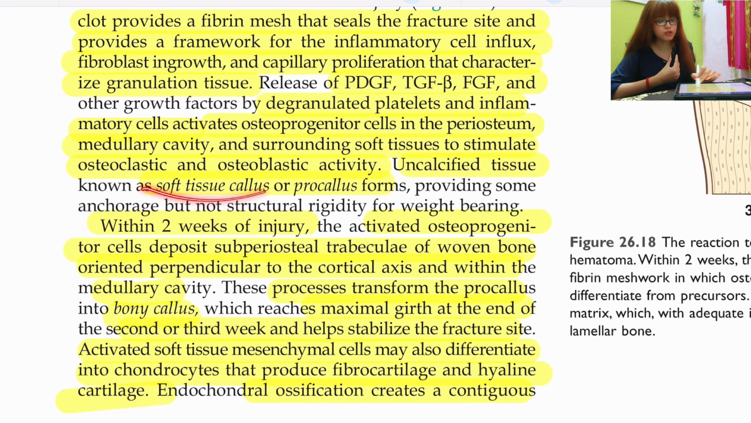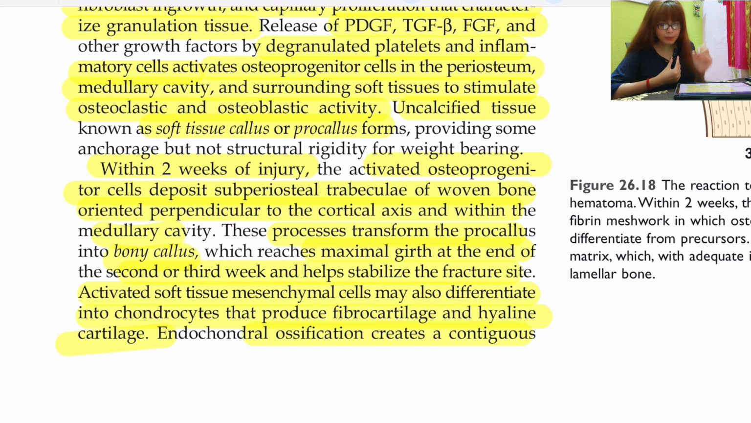Ultimately, this results in formation of a soft tissue callus, or something called a procallus. Now, this procallus will ultimately get converted into a bony callus. Within the second week, these activated osteoprogenitor cells will deposit subperiosteal trabeculae of woven bone oriented perpendicular. So now there is deposition of this woven bone in a perpendicular manner, and this process will transform the procallus into a bony callus. Okay, fine. After that, soft tissue mesenchymal cells will be activated, which will also differentiate into chondrocytes, which will produce the fibrocartilage and the hyaline cartilage. So now this callus is ultimately getting converted into bone.